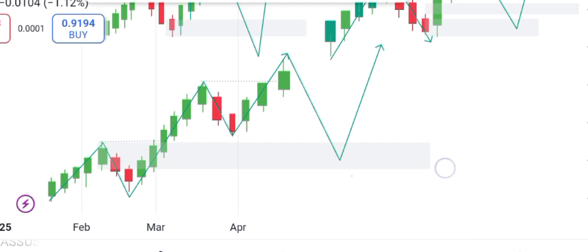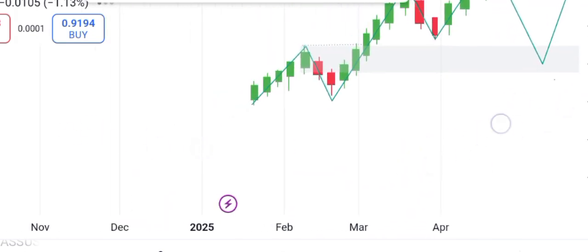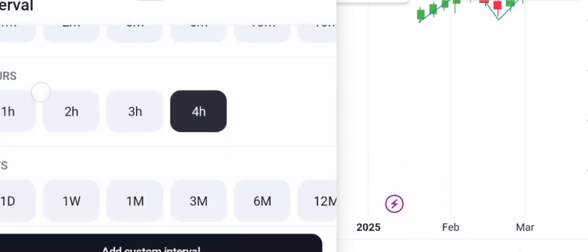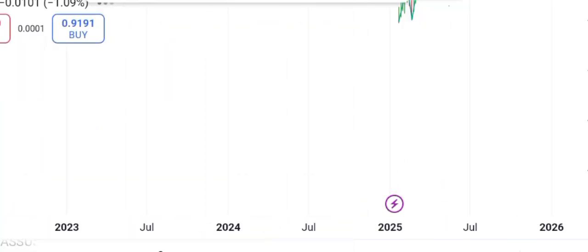So that is it for it. Let's go to the market, to the real market. Let me give you a little bit of an analysis on ADA USDT before we call this a day.